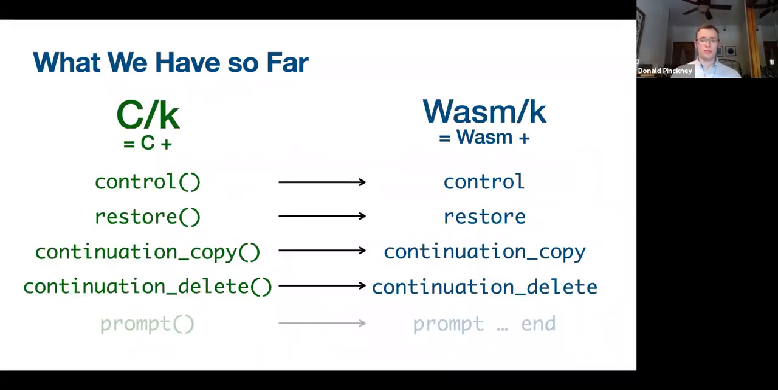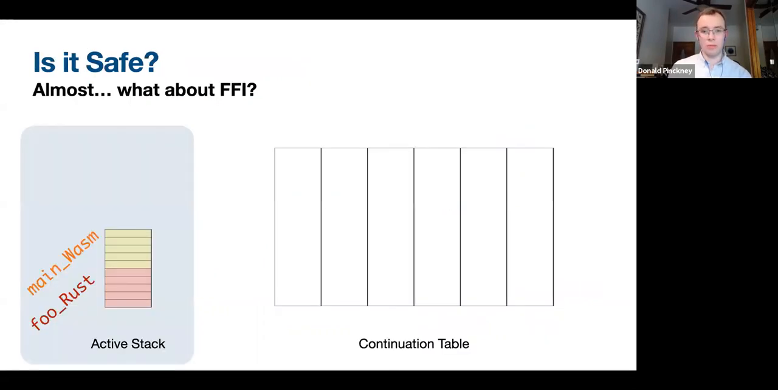So what do we have so far? We have these four new instructions slash functions in CK and Wasm, which I've shown by example and through semantics: control, restore, and then copy and delete. I haven't yet shown prompt. So that's where we are so far. If people have questions about these so far, I can take them now, or I can move on.